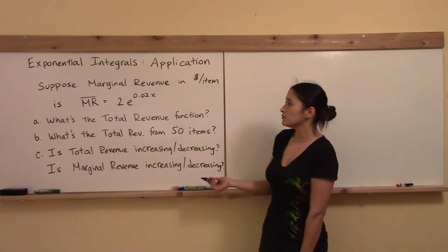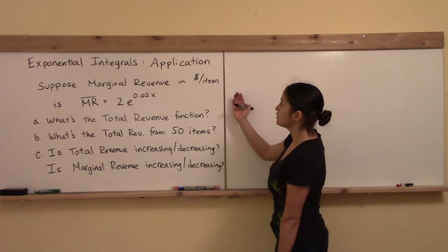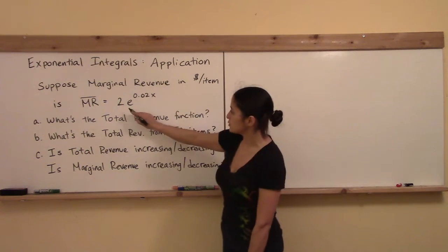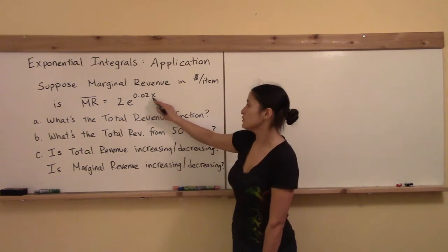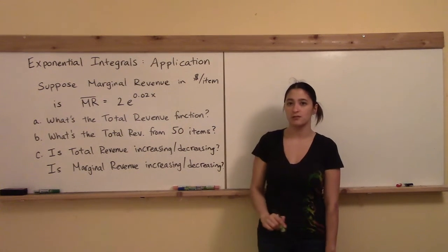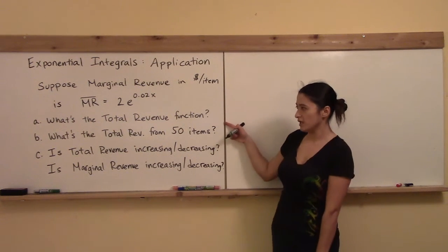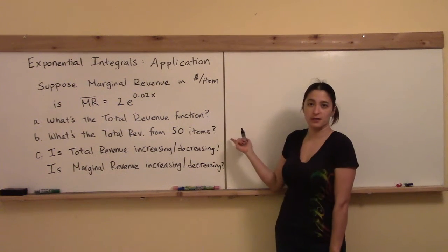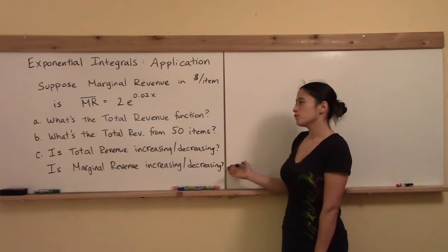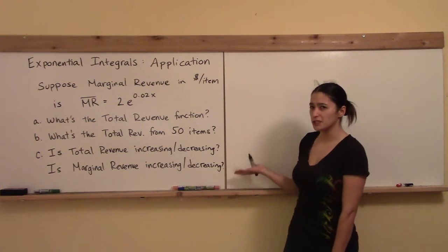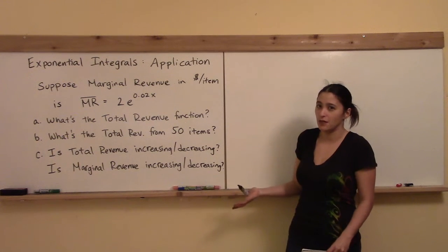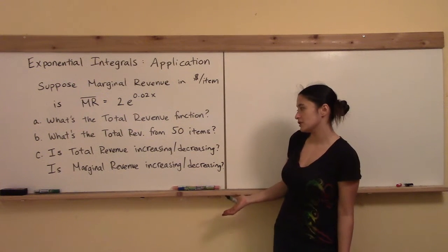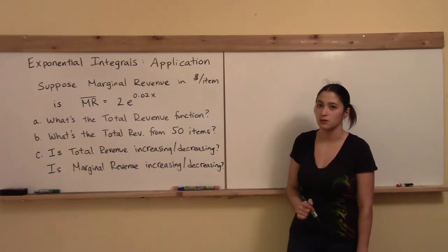Okay, so a question that will use this knowledge, for example, is that suppose your marginal revenue in the units of dollars per item is given by MR is equal to 2e to the 0.02x. I have a bunch of questions for you to try to answer. First of all, what is the total revenue function? Second of all, what's the total revenue if I'm selling 50 items? Third, let's consider whether total revenue is increasing or decreasing, maybe a little of both for different values of x, I don't know. And likewise for marginal revenue. Is total revenue increasing or decreasing?